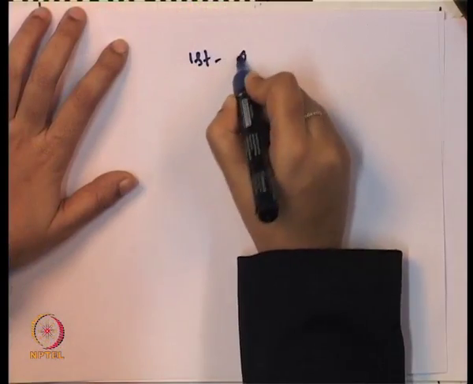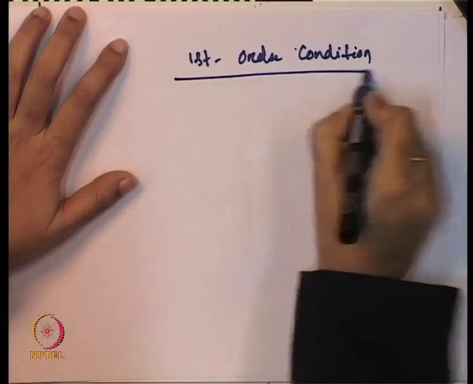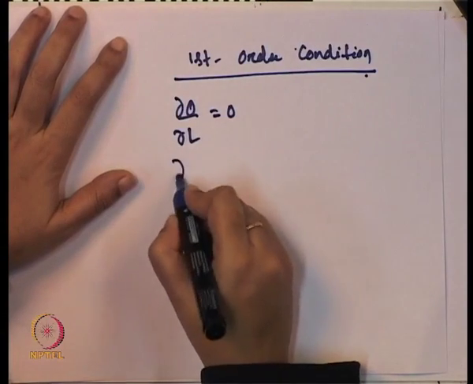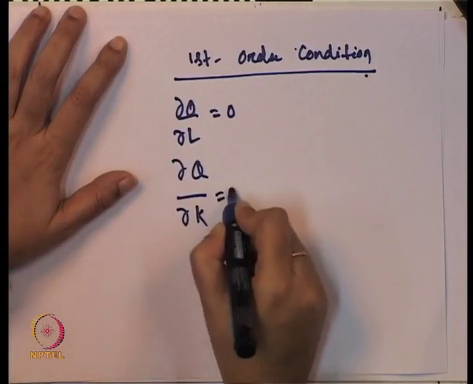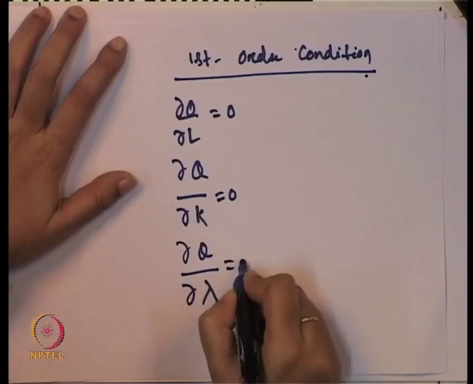If you remember, for the first order condition, whether it is a maximization or a minimization, the partial derivative has to be equal to 0. So, here we will take the partial derivatives with respect to L, K and the undefined constant lambda, and set them equal to 0 in order to find the first order condition. So, del q by del L has to be equal to 0, del q by del K has to be equal to 0, and del q by del lambda has to be equal to 0.